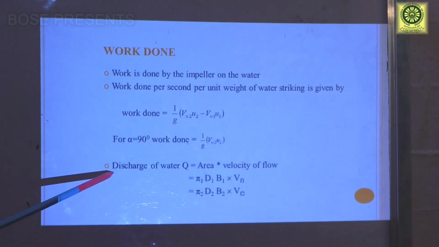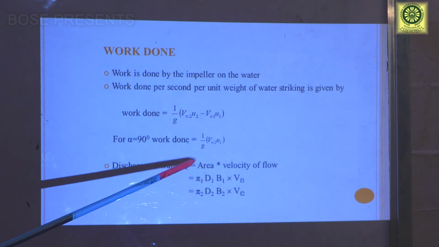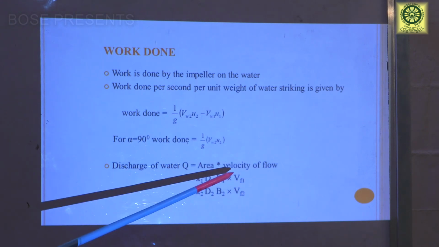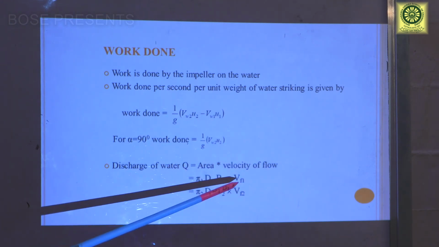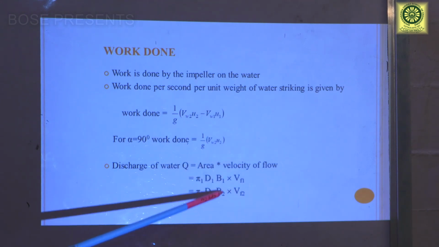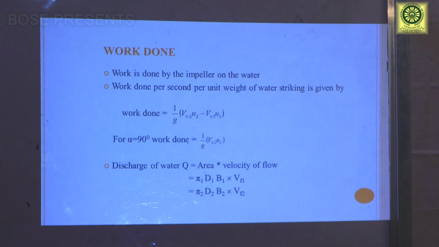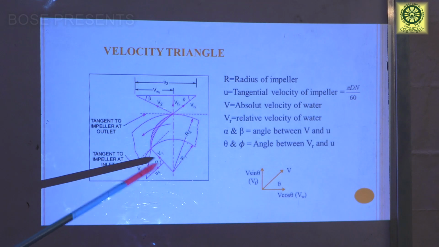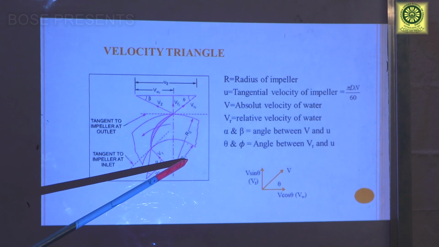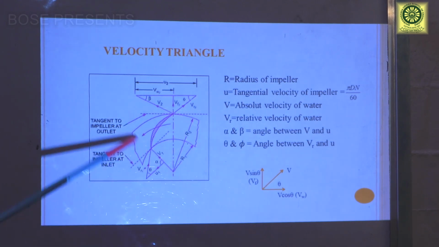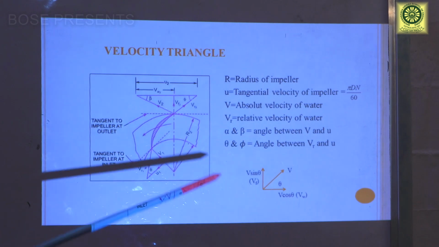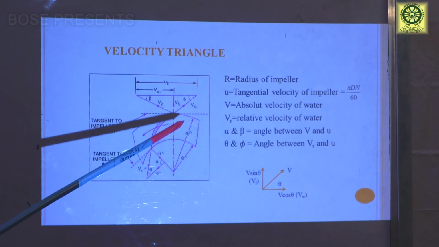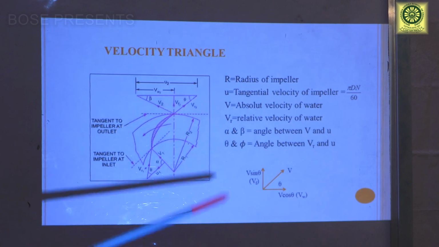Then the discharge of water. How much water is getting discharged by this pump? Discharge is area into velocity of flow. So we can take the area at the inlet into velocity at the inlet, or the area at the outlet into velocity at the outlet. For the inlet, the area will be the circumferential distance, that is pi d1, where d1 is the diameter, into, let's assume, the width b1. Similarly for the outlet, pi d2 into b2.